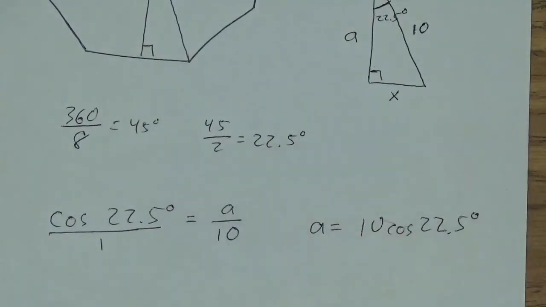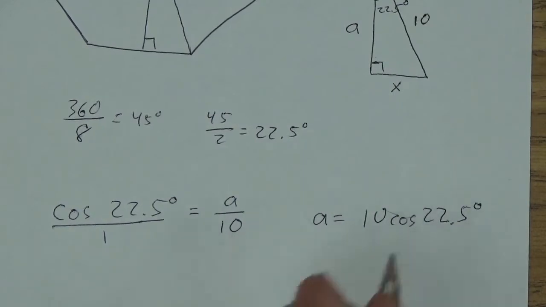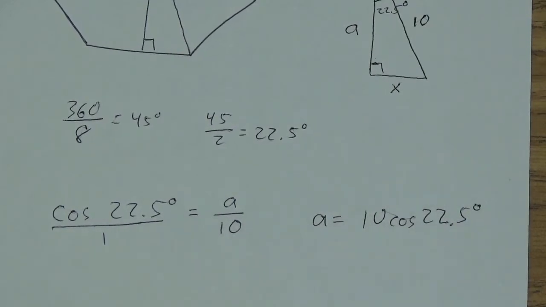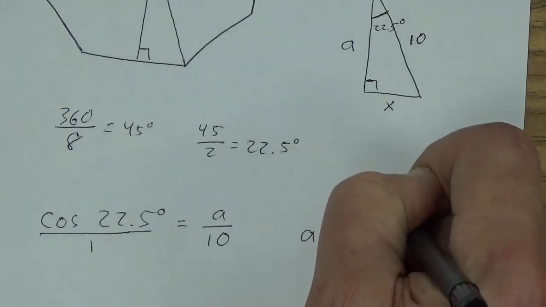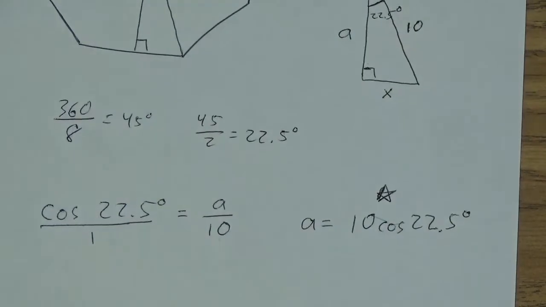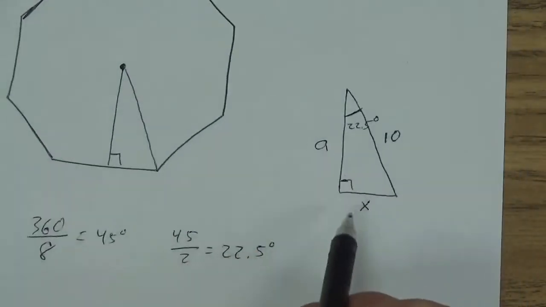Do not multiply this out and get a decimal, because if you take this as a decimal and use it later on in the problem, rounded off decimals used later on in the problem always cause more problems. So I'm just going to put a star next to this. That's my apothem. Next, I need to find X. We're going to come back up here and find X.